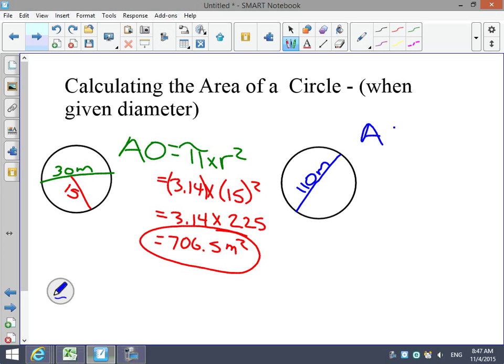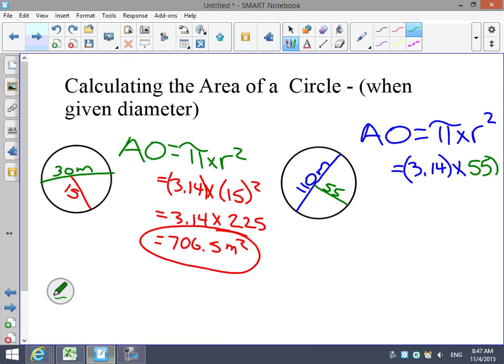I always start with my formula. Area of a circle is pi times r squared. That's 3.14 times whatever the radius is, but I know that's not my radius. I have to take half of that in order to be talking about a radius. And if the diameter is 110, the radius must just be 55. So that'll be 55 squared, which is still quite a large number. We're not scared of large numbers. They're just numbers.